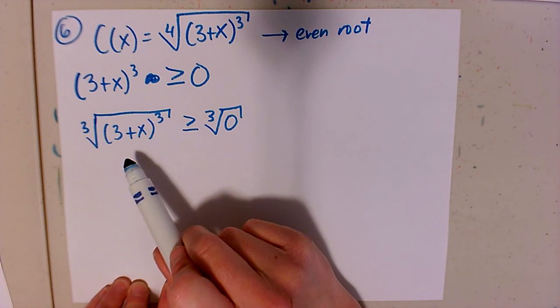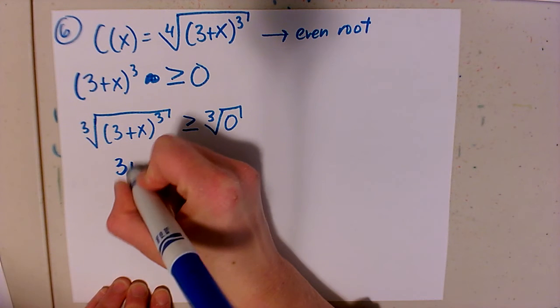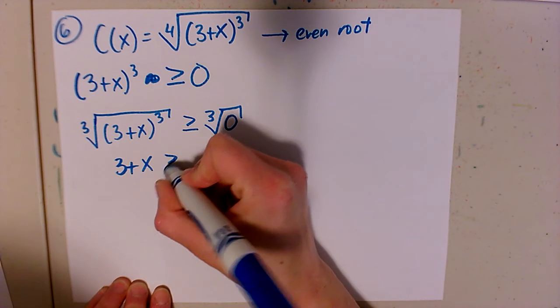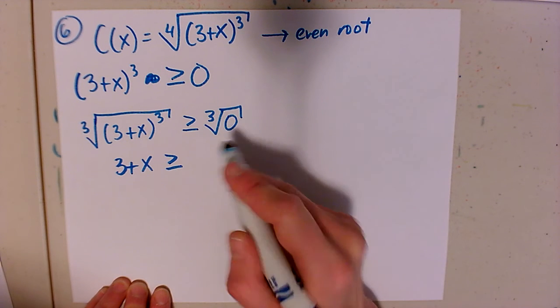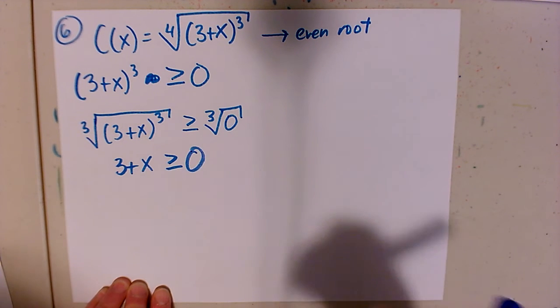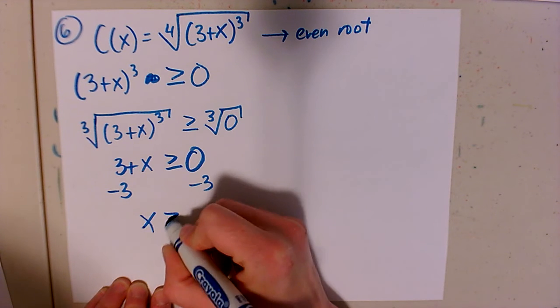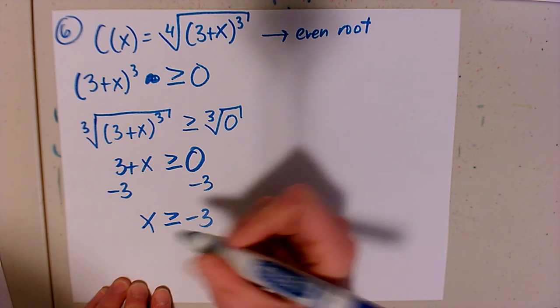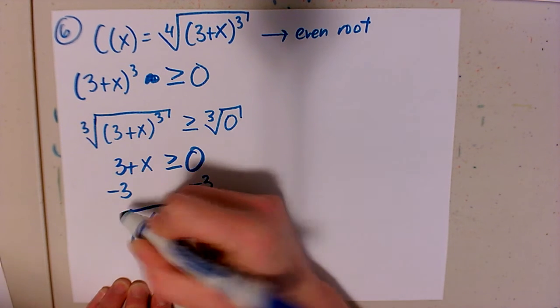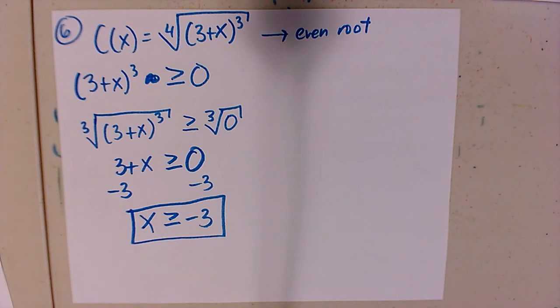So on the left, my cube root and my cube go away, and all I have left is 3 plus x. And then on the right, well, the cube root of 0 is just 0. So now we solve for x. Minus 3, and then we get x has to be greater than or equal to negative 3. And that's your domain, and you're all done.